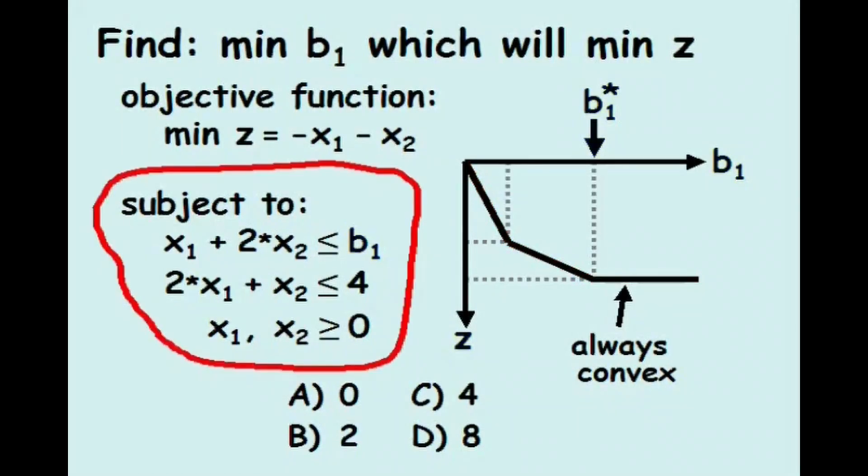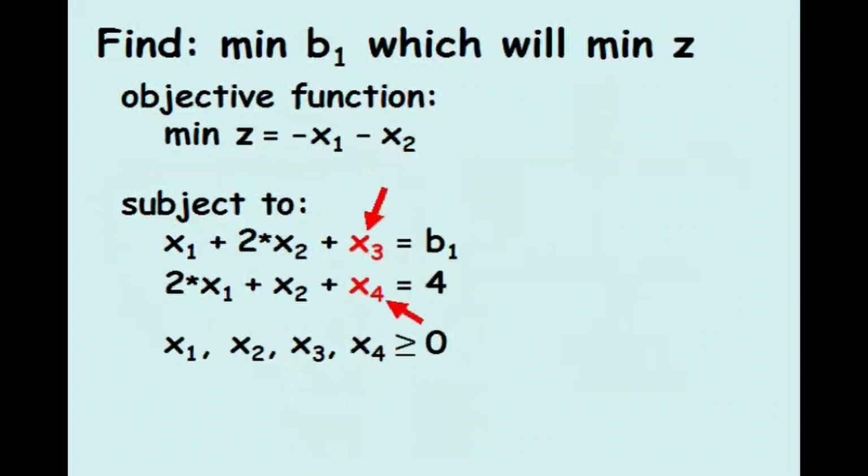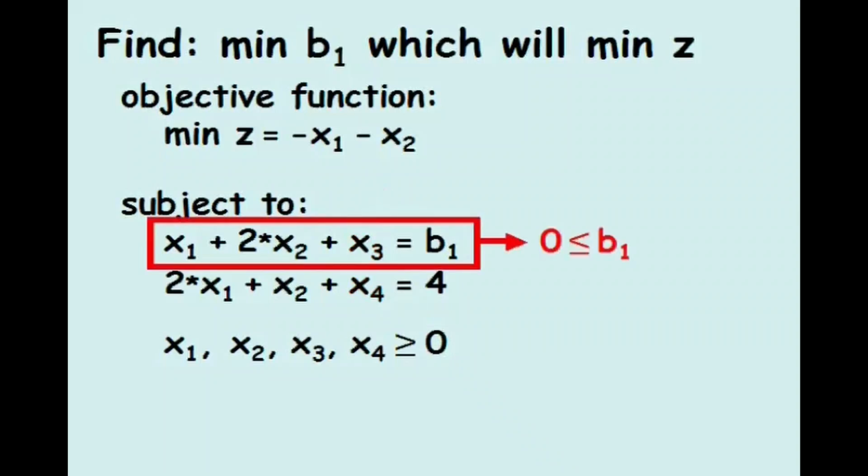To begin this problem, we'll put the constraints into standard form of AX equals B. To do so, we'll add slack variables x3 and x4 to the left-hand side of the first and second constraints, respectively. Since all x variables are non-negative, the first constraint indicates the minimum value of B1 is 0.